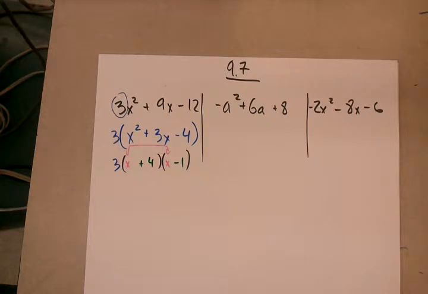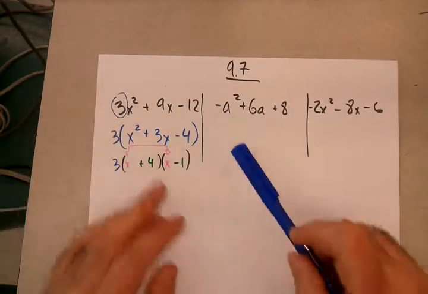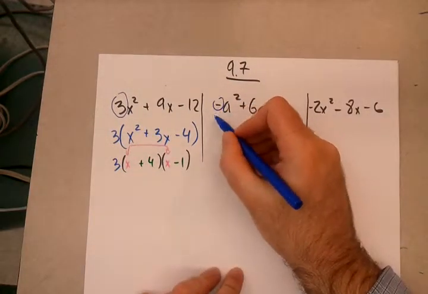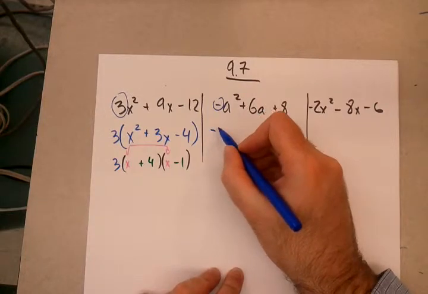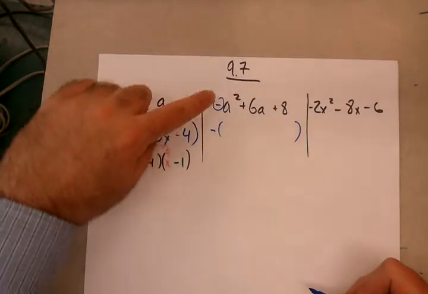Take a look at the middle problem. What's different about that? We have that negative in front of the first term. So just like with the 3, we have to deal with that negative before we can actually put it in this particular form. And how do you deal with that negative? The same way you dealt with the 3. You factor it out. So the negative goes outside. Everything else goes on the inside.